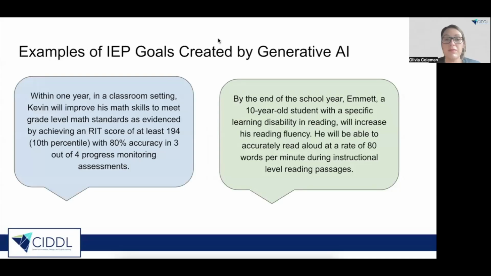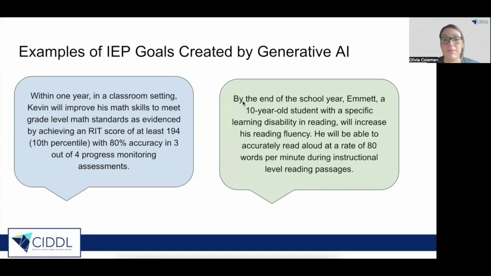When the participants put in all the information into the prompt and then added it to the generative AI, it spit out different types of goals, which was interesting. But these are just a couple examples. The goals weren't too different from each other, but they did differ somewhat. So here you see we have within 1 year in a classroom setting, Kevin will improve his math skills to meet grade level math standards as evidenced by achieving an RIT score of at least 194 with 80% accuracy in 3 out of 4 progress monitoring assessments.